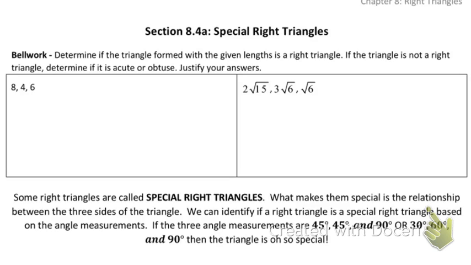Blythe? How did you figure out which one's bigger? I just squared all of them. So one way is to square all of them, and whichever one's bigger is your bigger side, which is awesome.